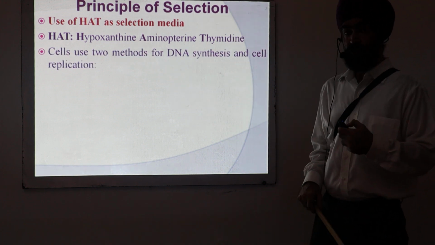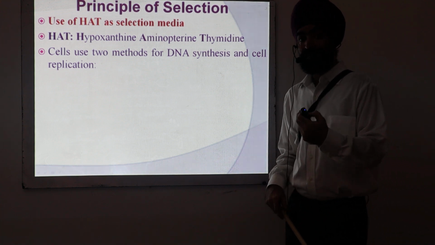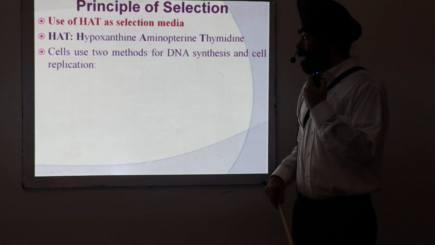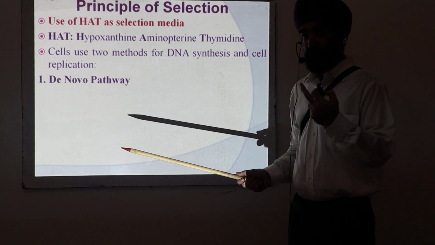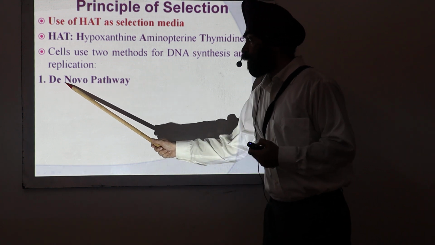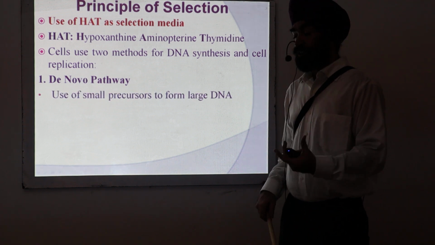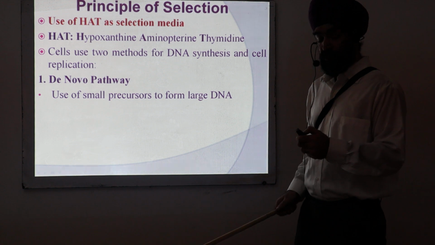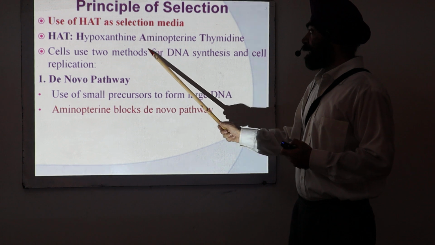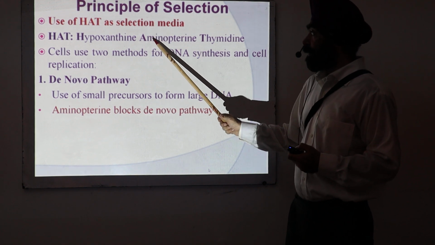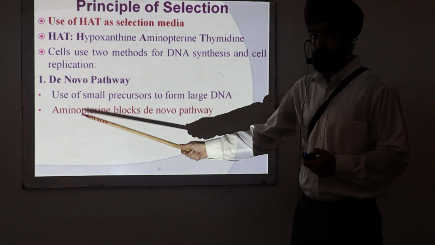Now I just want to explain one thing. How do cells multiply? Cell multiplication needs DNA replication. DNA synthesis occurs by two methods. One is called the de novo pathway. De novo pathway means using very small precursors to form the larger DNA molecules, starting from very small molecules. But if you are using aminopterin, which is a component of HAT media, this aminopterin will not allow the de novo pathway to take place.